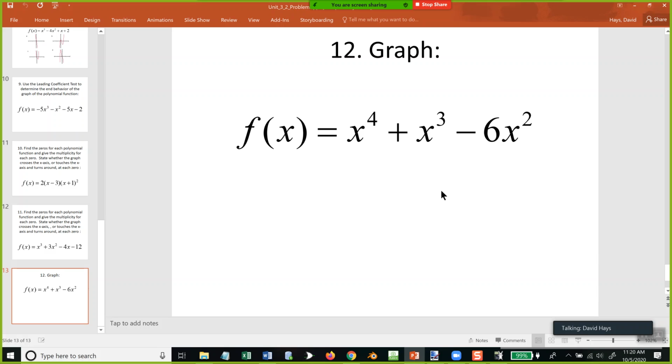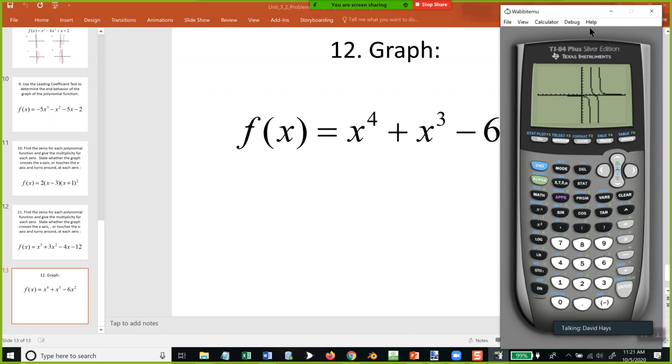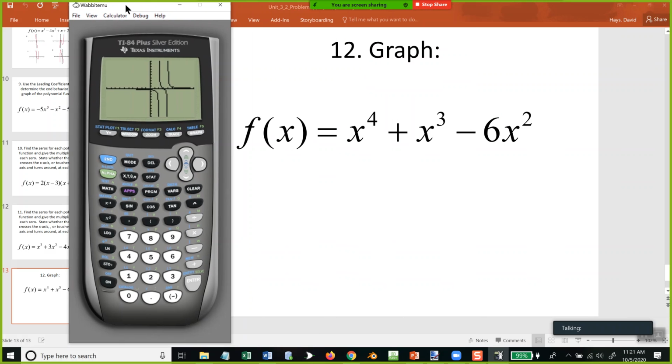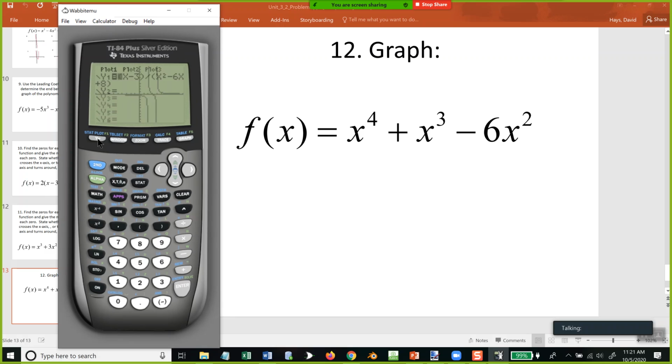Okay. Now this one wants us to graph it. Now I'm not gonna do it by hand. I think you kind of get the idea from those 2 examples I showed you. To graph this, we're going to use our calculator. So go to y equals, clear, x caret 4 plus x caret 3 minus 6x squared, and graph.